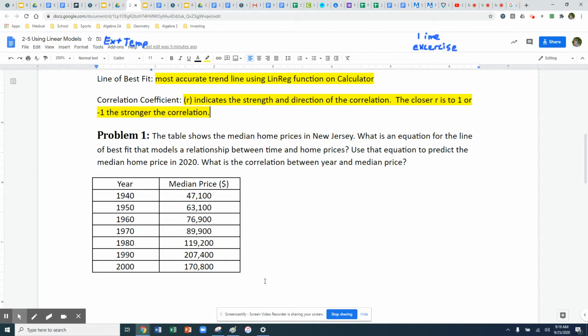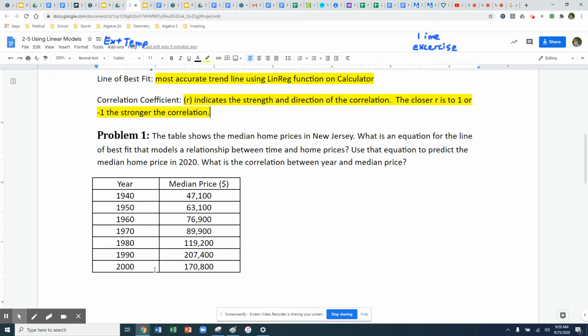And then what is the correlation between the year and median price? So as we glance at the data, we can see that as the years go up, our home prices are also going up. We understand that with inflation, things back in the 1940s did not cost as much as they do now, for sure. So we can see that happening with these home prices.